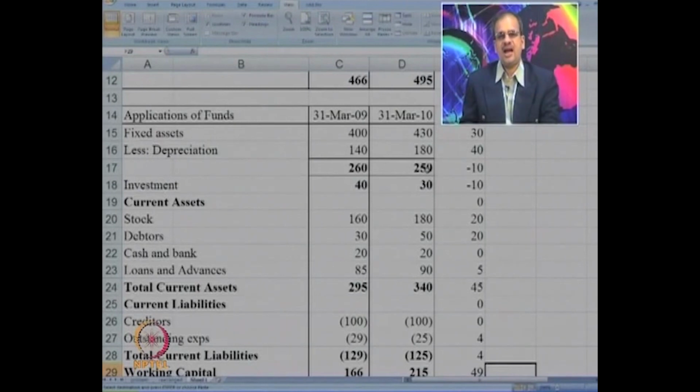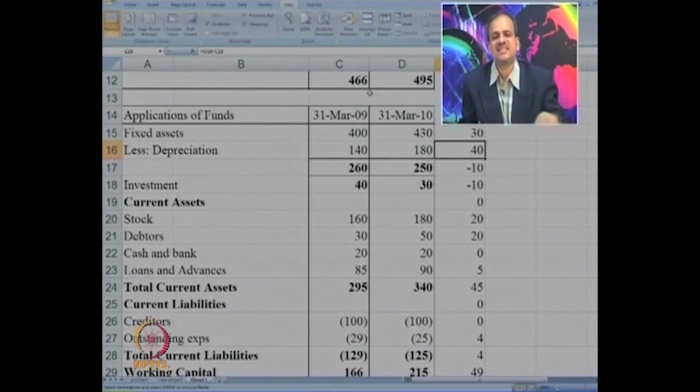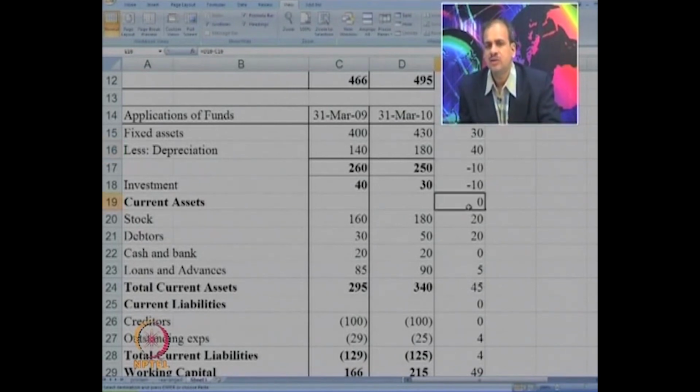Fixed assets at gross, that is at cost, have increased by 30. Depreciation has increased by 40. So net increase in fixed assets is minus 10. Investments have also decreased by 10. Current assets, you can see each current asset.